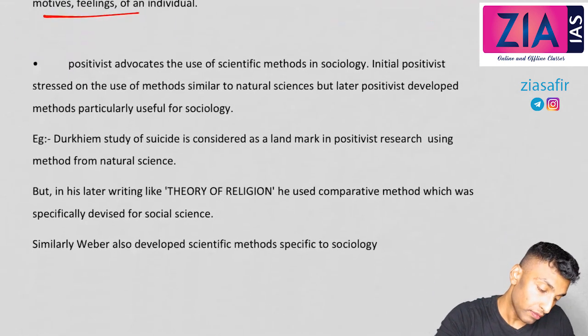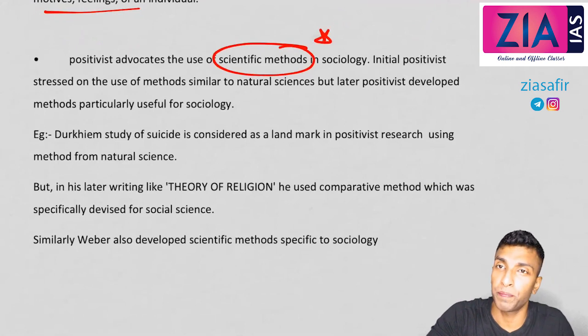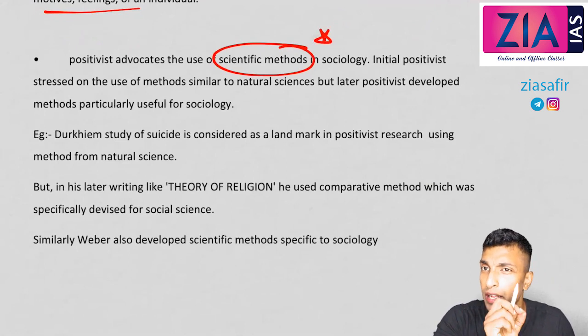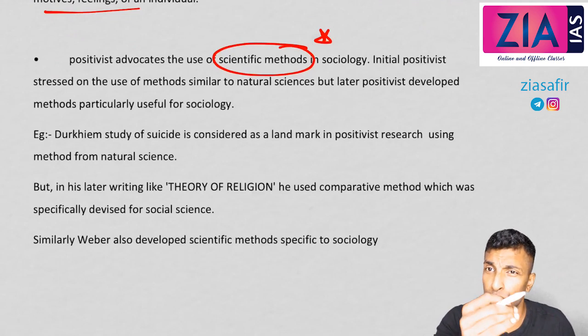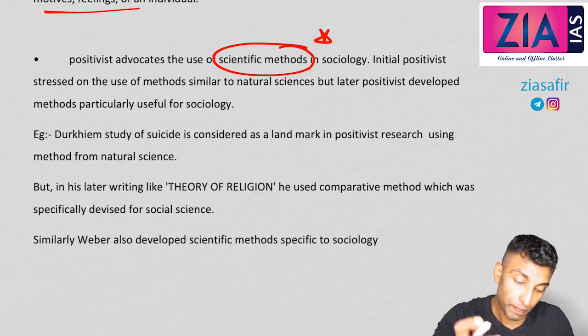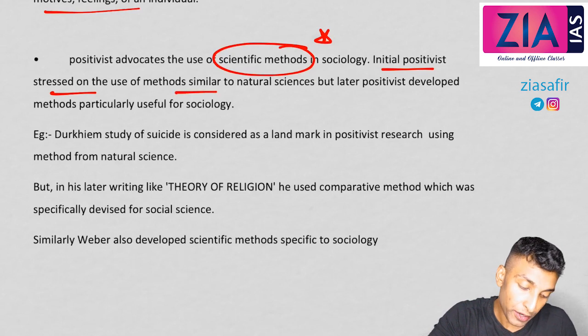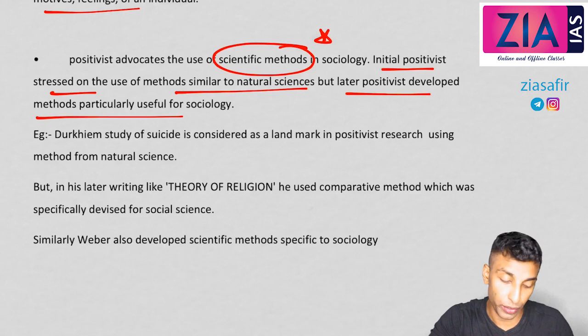Second, positivism advocates the use of scientific methods. So this is the second point. You just note down these points in your notes when you are listening to this lecture. Apart from that, you will be getting this PDF, so only the important points you keep, and you can use them as your synopsis. Initial positivists stressed the use of methods similar to natural science, but later positivists developed methods specific to sociology. I've told you, right?